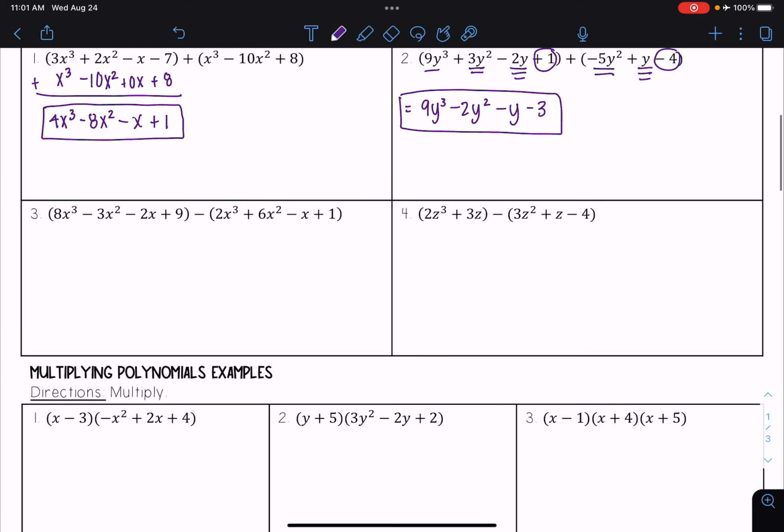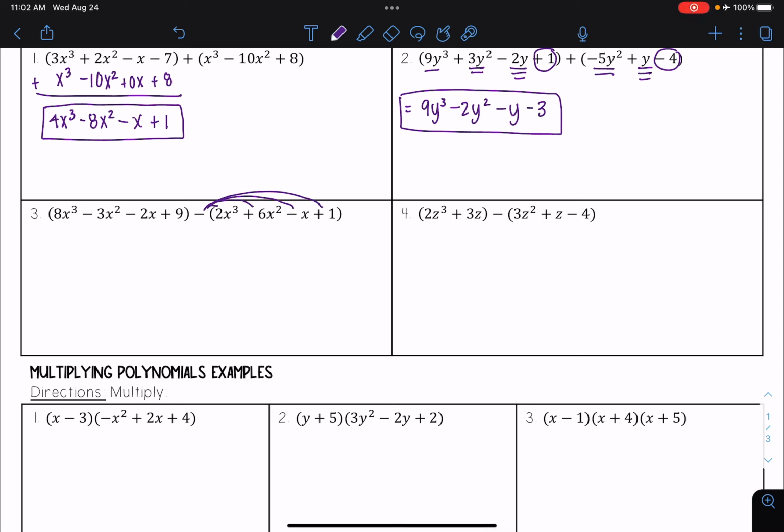Okay, now let's look at subtracting polynomials. So here I have 8x cubed minus 3x squared minus 2x plus 9, and I'm subtracting the polynomial 2x cubed plus 6x squared minus x plus 1. So doing it vertically, I can go ahead and write this underneath again. However, I need to be careful here because I'm actually needing to distribute this minus sign to all of them.